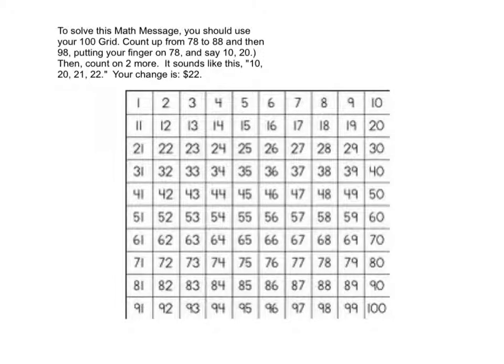To solve this math message, you should use your 100 grid. Count up from 78 to 88 and then 98, putting your finger on 78 and say 10, 20, then count on two more. It sounds like this: 10, 20, 21, 22. Your change is $22.